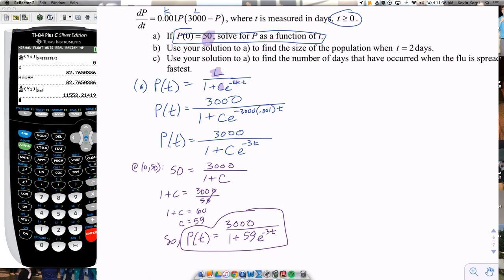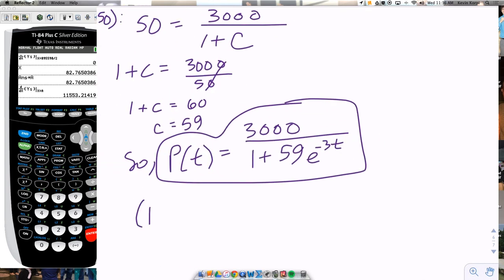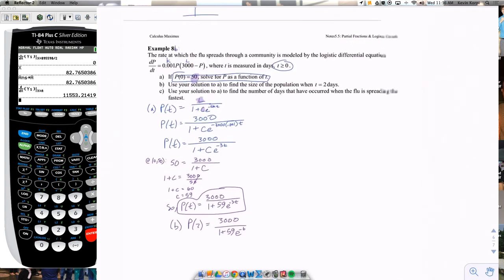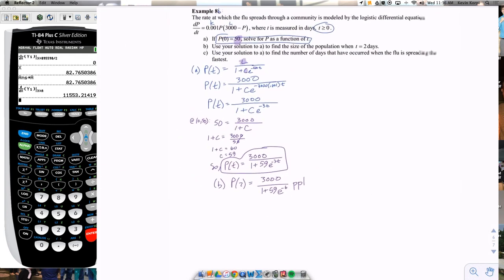Use your solution to find the size of the population when t equals 2. Okay, so on part B, what would you do? Notation. P of 2 equals 3,000 over 1 plus 59 e to the negative 6. And are there any units? People. Or affluenzins, I don't know if you call them that. I'm going to leave it like that.